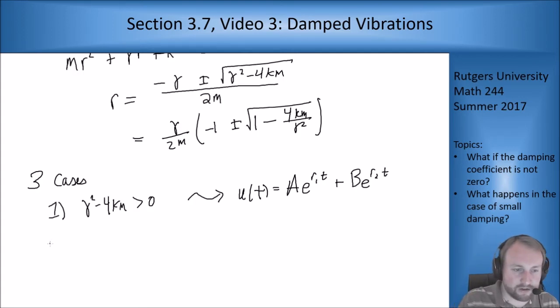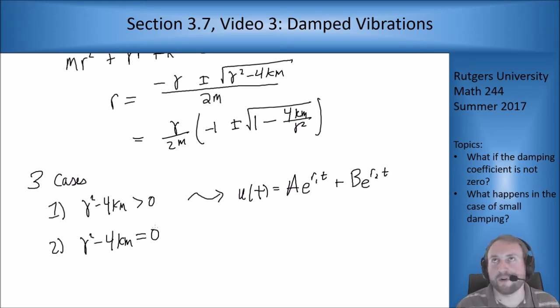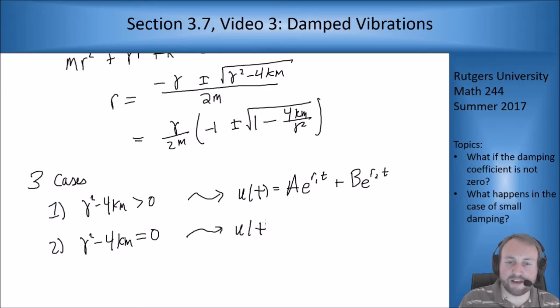In case 2, we'll have gamma squared minus 4km equals 0. This is our repeated root case, where we're going to have a t e to the rt term show up. So our function u of t is going to look like a e to the negative gamma t over 2m, because we know what our root is. It's negative gamma over 2m, times t, plus b t e to the negative gamma t over 2m.